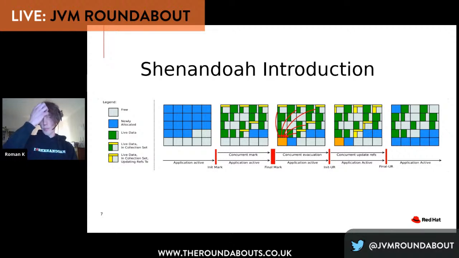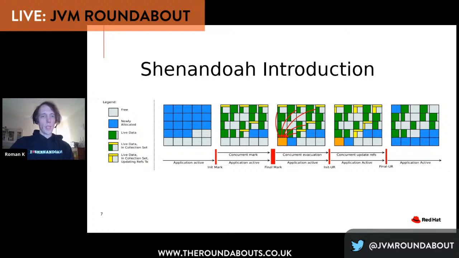Shenandoah is solving this in several ways. First of all, Shenandoah is a regionalized collector, which is similar to what G1 is doing. So the heap is divided into regions. Each region is one of those boxes here. The blue boxes are regions which have objects allocated. The gray ones are empty regions.